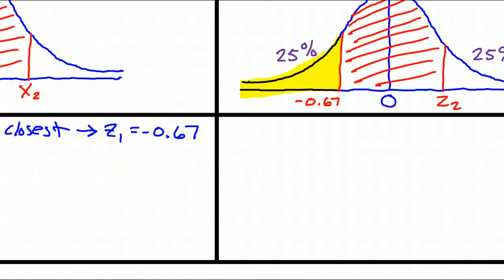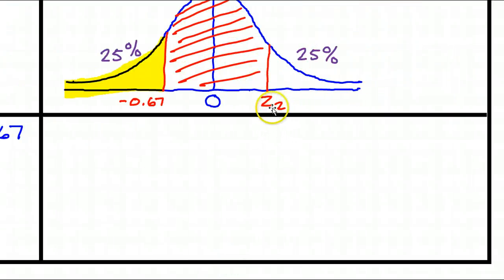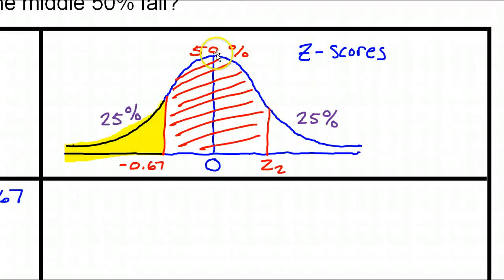Anywhoozle, back to business. Now, guys, maybe you can guess the other z-score. I don't need to do any more calculations because they said the middle 50%. This is in the middle. There is symmetry here. So if this is negative 0.67, guess what this is? Yeah, positive 0.67. So I don't need to do the percentages again. This will be positive 0.67.